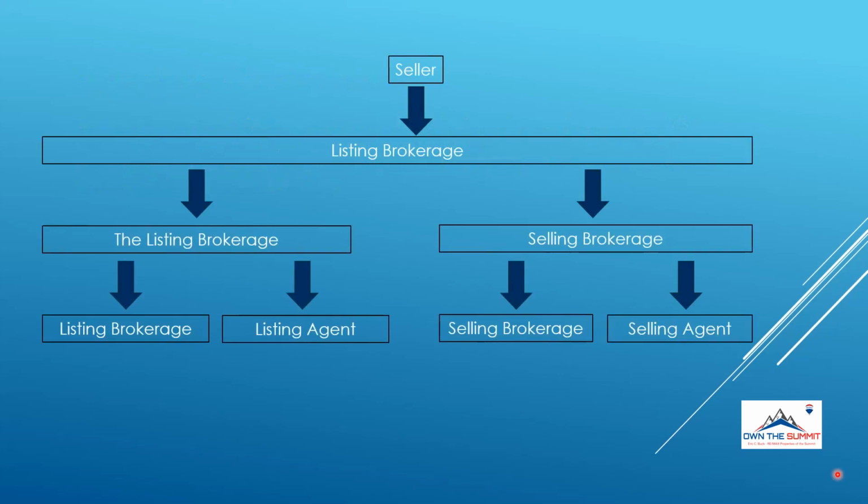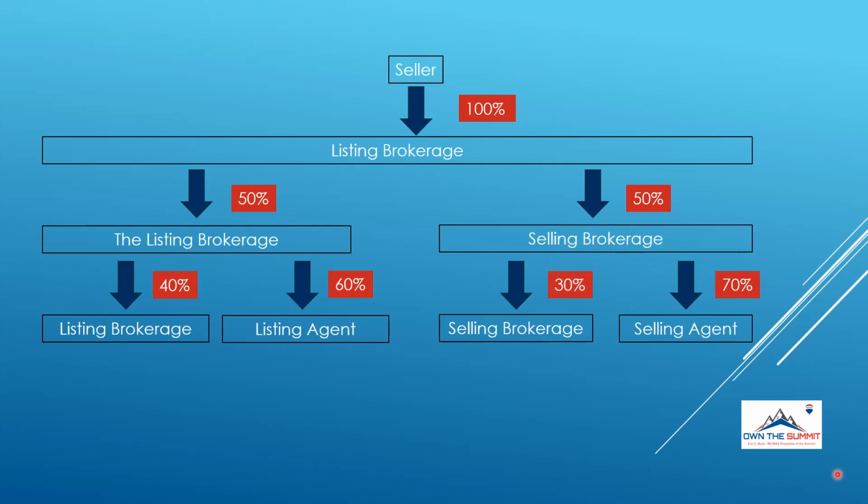We have the seller pays commission to the listing brokerage. Listing brokerage keeps part of that and gives part to the selling brokerage. And each of the respective brokerages split between themselves and their agents. So, for example, 100% goes from the seller to the listing brokerage. They may split 50-50 between the listing brokerage and the selling. The listing brokerage may give their agent 60% and keep 40%. And the selling brokerage may have a more seasoned agent, and they're paying him 70% split and keeping only 30% for themselves.